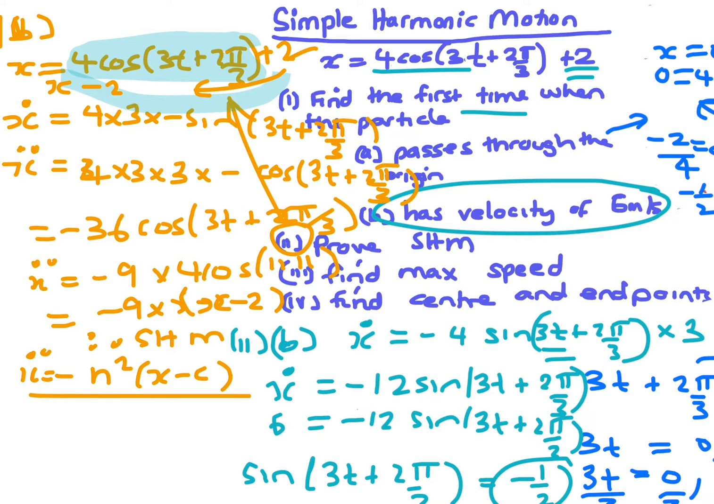So find the max speed. That's the next part. Well, the max speed will just be na. So the n is equal to 3 and the amplitude is 4. So it's 3 times 4, which is 12 meters per second.